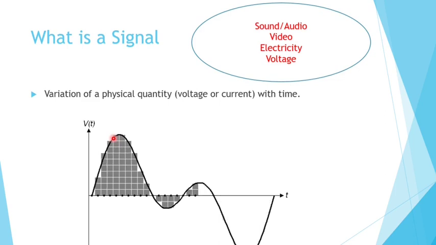So now let us look at the definition. It says it is a variation of a physical quantity, voltage or current, with time. You can see here at this instant of time, the value of voltage was this much. Here at this instant of time, the value of voltage was this much. And at this instant of time, the value of voltage was this much. So there is a physical quantity, in this case it's voltage, and it's varying with time. So this is called a signal.